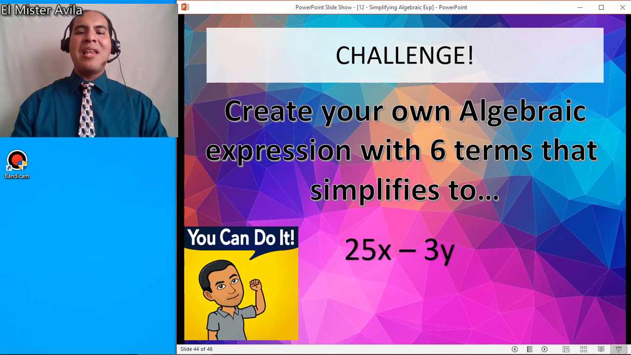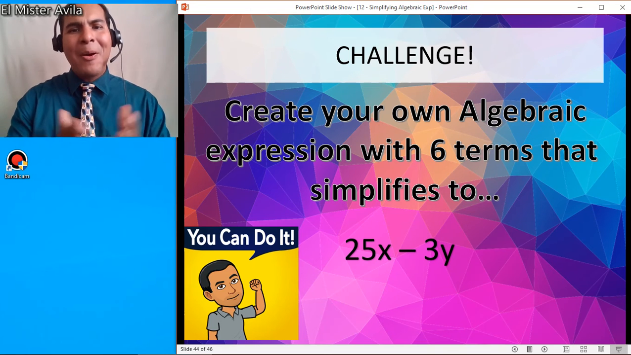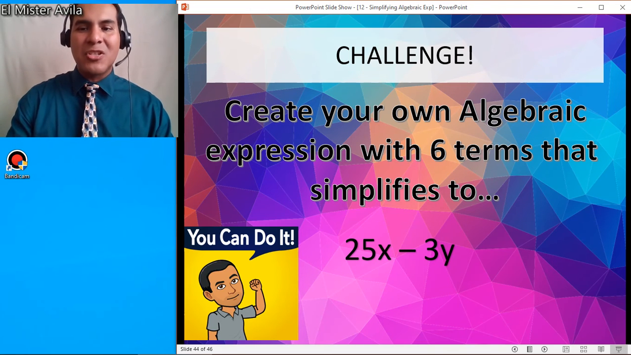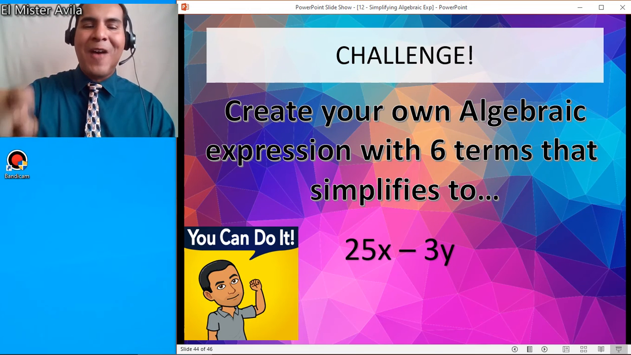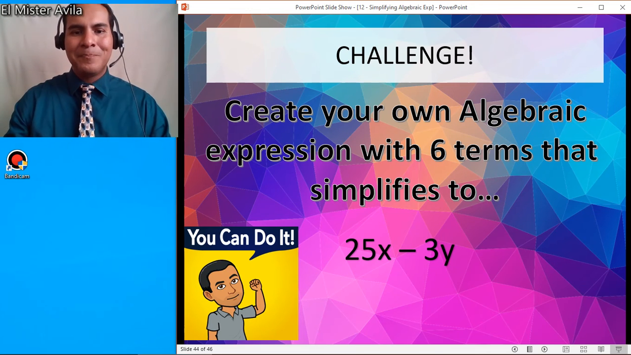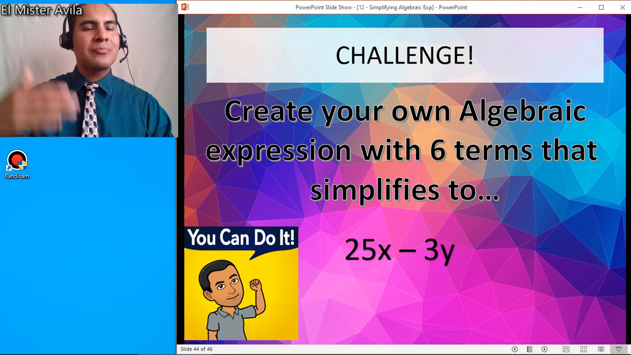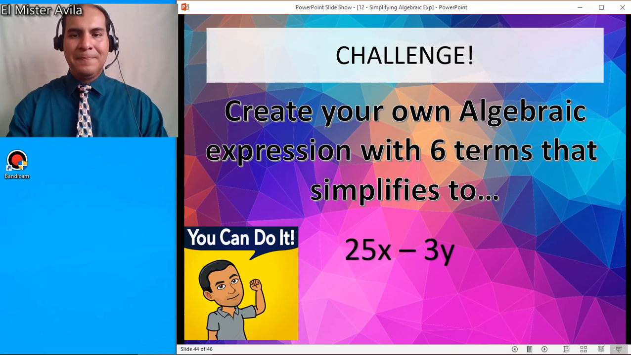We're going to end with a little challenge. See if you can do this on your own. I want you to try to create your own algebraic expression with 6 terms, and that it simplifies to 25x minus 3y. Okay, so try to invent your own. And then let me know, see how you did.